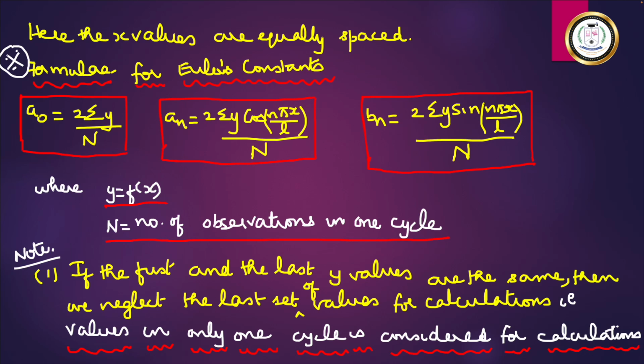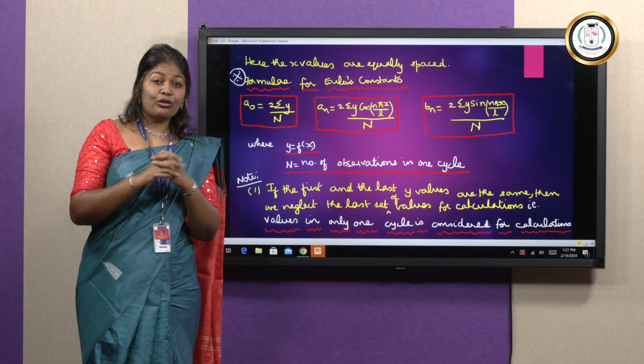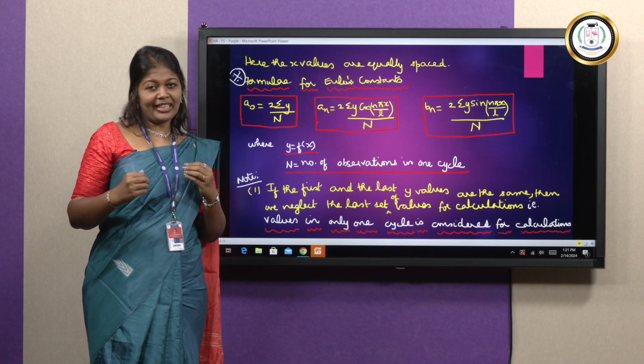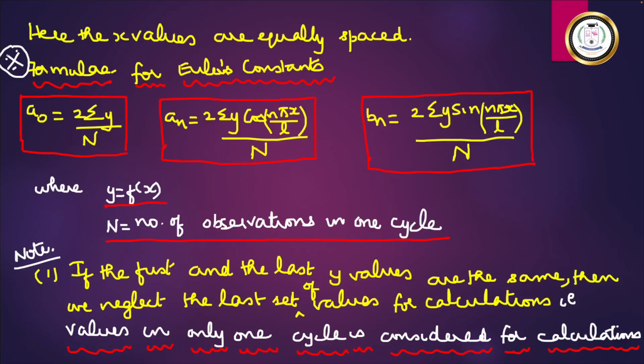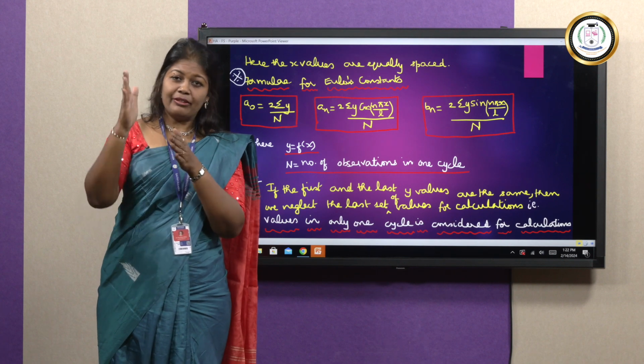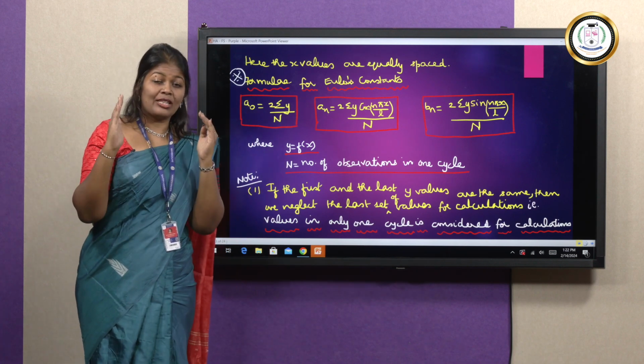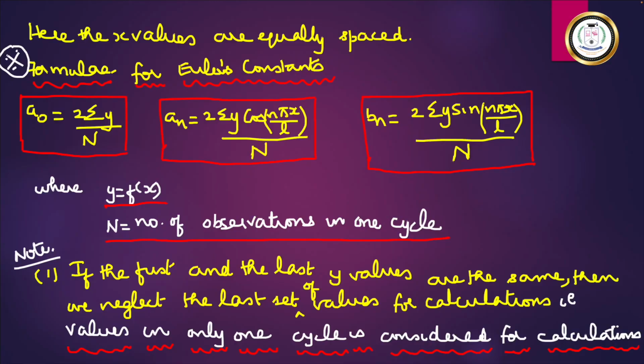Now we have the Euler's constants in the Fourier series. The unknown constants in the Fourier series are called Euler's constants. They are also called Fourier coefficients or Fourier constants. To find these constants, we have formulae. a naught is given by sigma y by n. Here n stands for the number of observations in the given table exactly in one cycle. Once the values start repeating, we do not take them into account. Sigma y stands for the sum of all the y values.